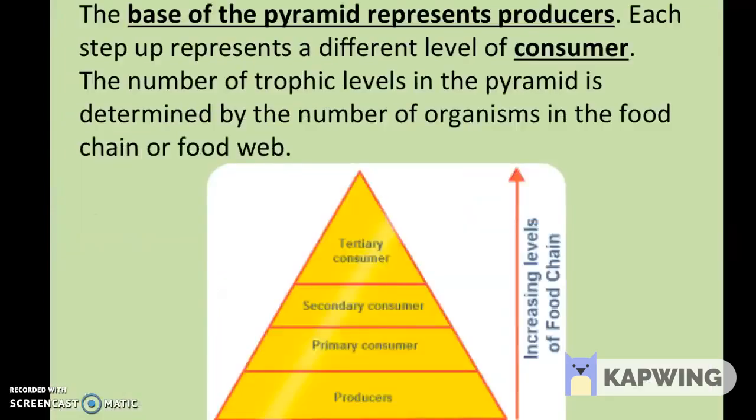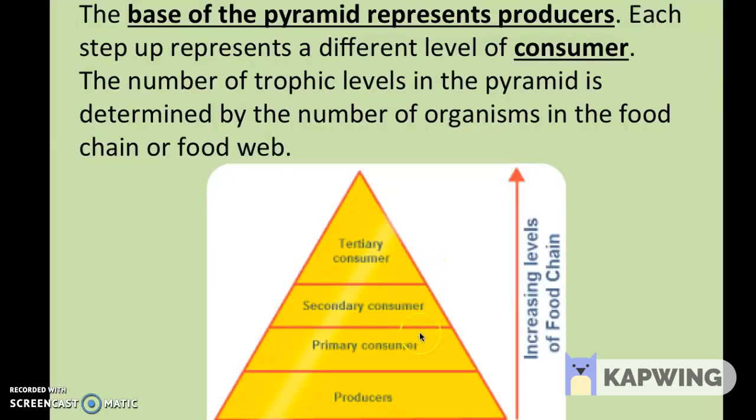The base of the pyramid is going to be producers. So if you look down at the bottom of the pyramid here, you have the producer level, and you can see in this ecological pyramid that the producer level is the largest, and that's generally the case, but it's not always the case, but most times you have the producers as the largest part of the pyramid.